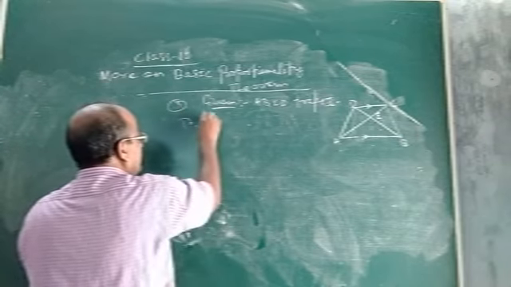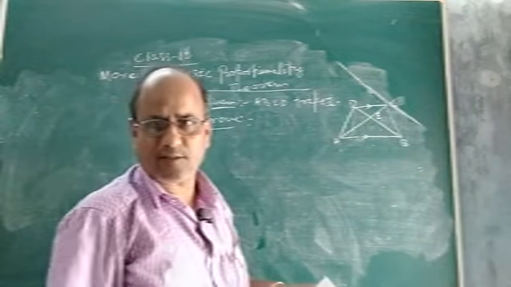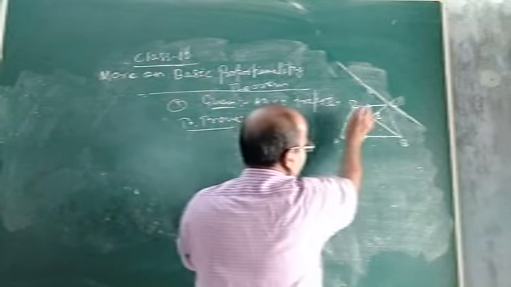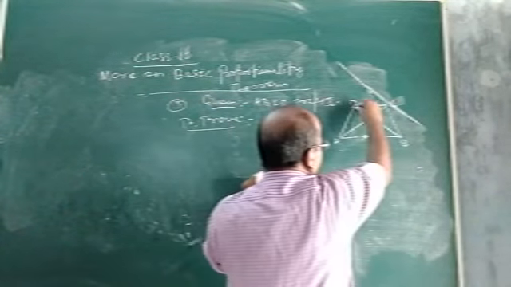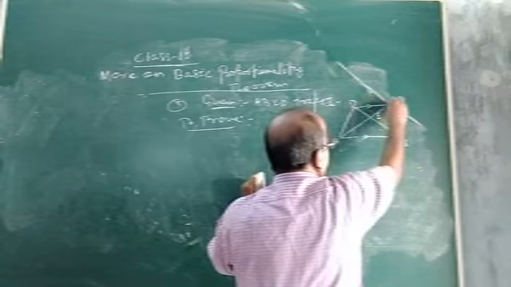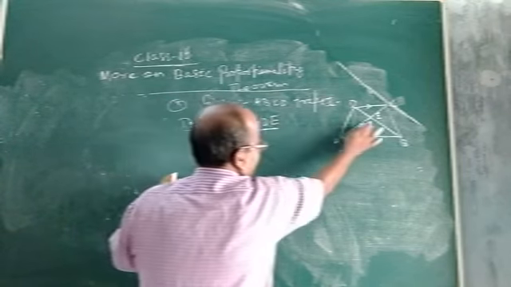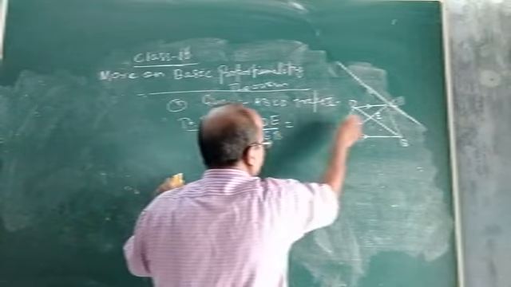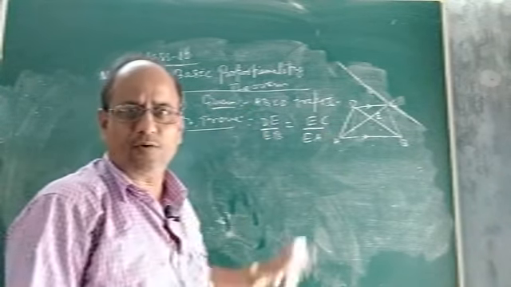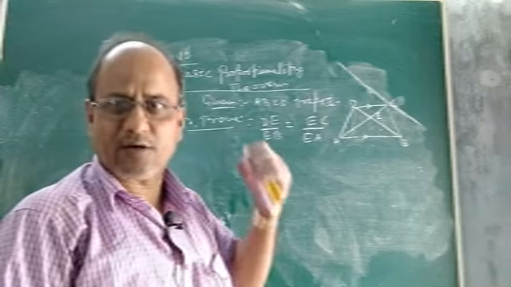So what do we need to prove? We need to prove that the two diagonals AC and BD divide each other proportionally. That means we have to prove DE by EB will be equal to EC by EA. So this we want to prove: that its two diagonals divide each other proportionally. Okay, let us see how, using the concept of BPT.